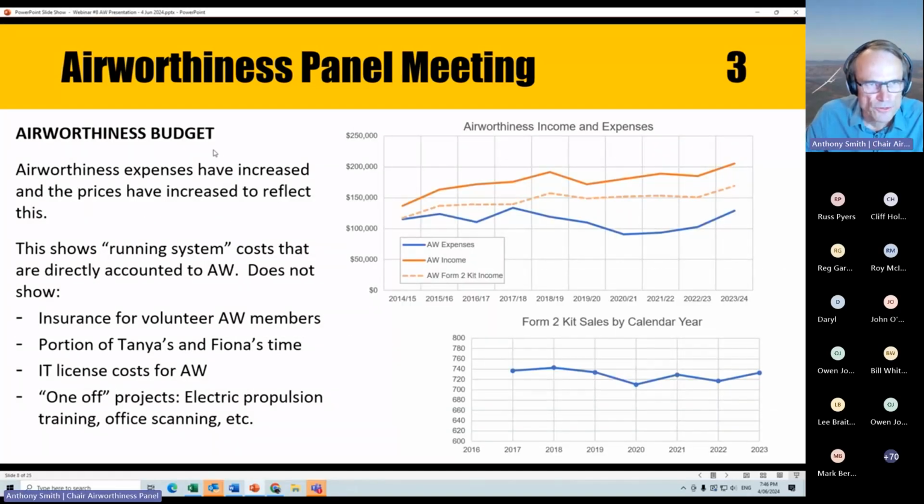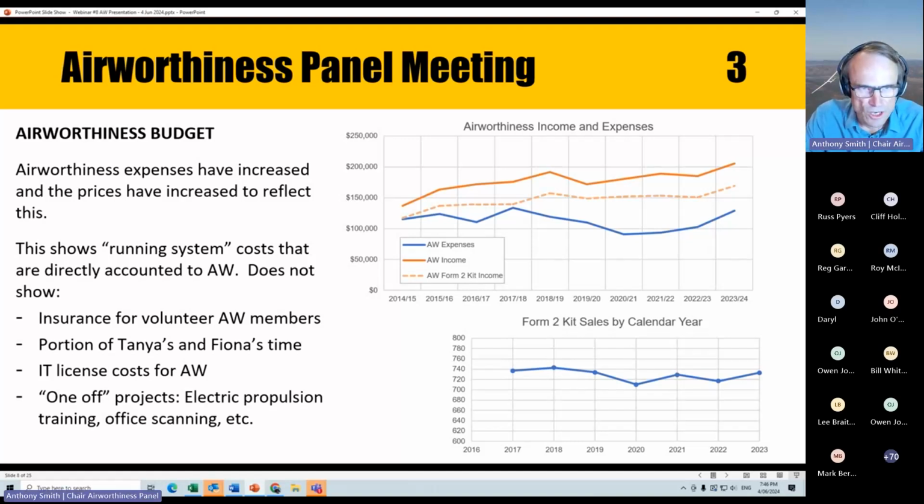We also ran through the airworthiness budget. Unfortunately, the airworthiness expenses have increased, and the prices have to be increased to reflect this. There's always quite an argument between myself and the Treasurer when we get around to doing budgets. I'm very reluctant to increase the prices unnecessarily.